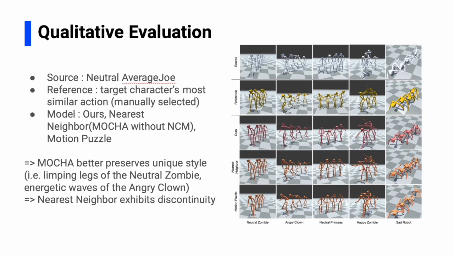The authors first introduced the result of qualitative evaluation. In the figure, the source is a neutral average Joe character, and there are our model, nearest neighbor, which is MOCHA without NCM, and Motion Puzzle. Nearest neighbor and Motion Puzzle require a specific reference motion, so it is manually selected, and this is the target character performing the most similar action. As you can see, MOCHA better preserves unique styles such as the limping legs of the neutral zombie or the energetic waves of the angry clown. Nearest neighbor exhibits discontinuity compared to our model.